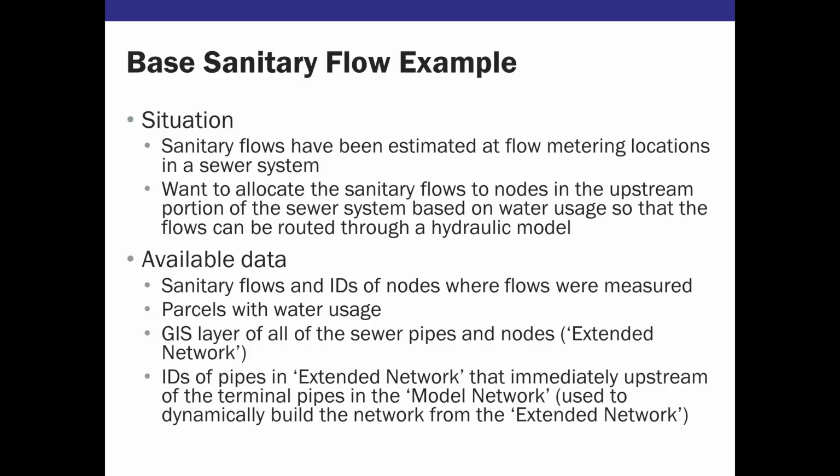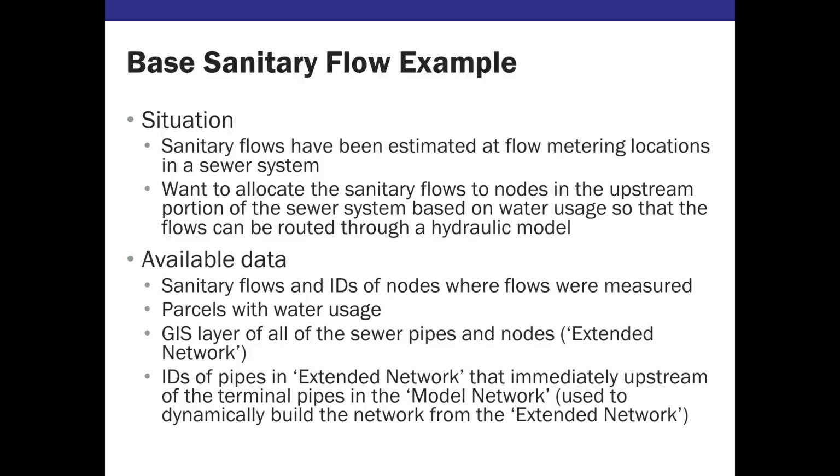And what we want to do is allocate the sanitary flows to nodes in the upstream portion of the sewer system based on water usage, so that the flows can eventually be routed through a hydraulic model. Here's the available data that we've got to perform this analysis. We have the sanitary flows we've estimated, and we have the IDs of the nodes where those flows were estimated.